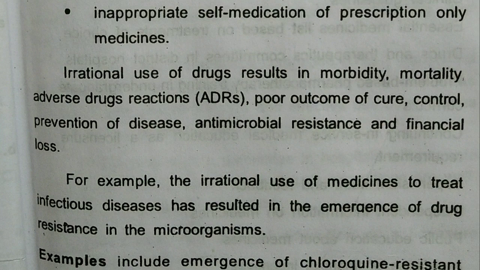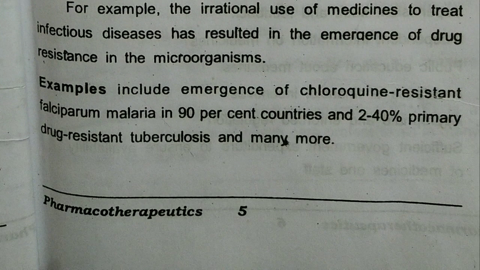Irrational use of drugs results in morbidity, mortality, adverse drug reaction (ADR), poor outcome of cure, control and prevention of disease, antimicrobial resistance, and financial loss. For example, the irrational use of medicines to treat infectious disease has resulted in the emergence of drug resistance in microorganisms. इसका एग्जाम्पल क्या है? Examples include emergence of chloroquine-resistant falciparum malaria in 90% of countries and 2 to 40% primary drug-resistant tuberculosis, and many more.